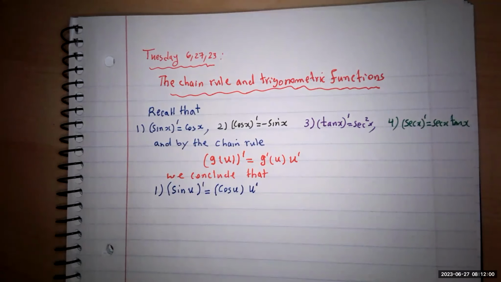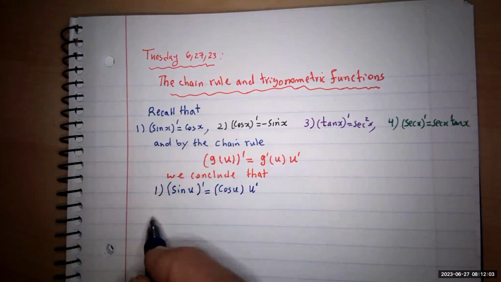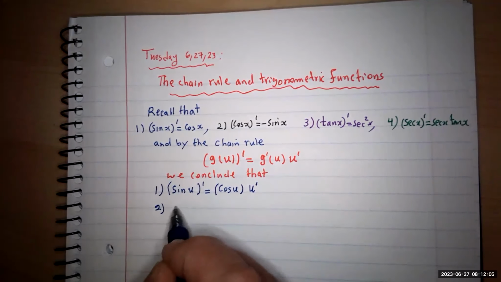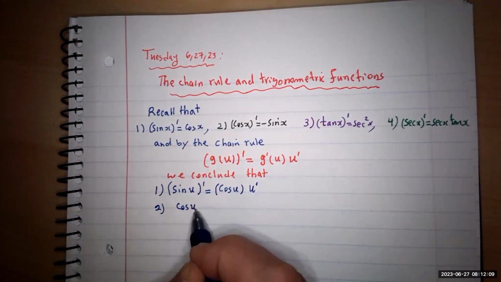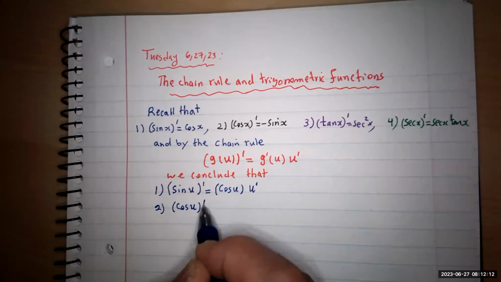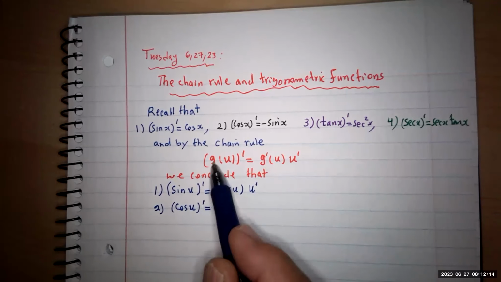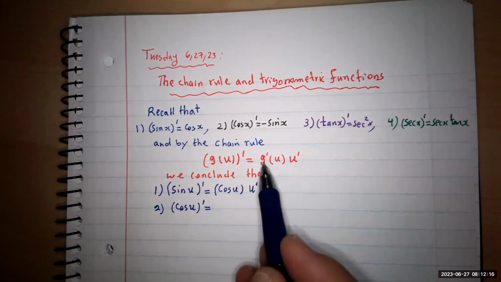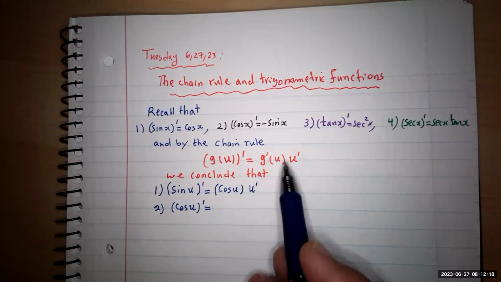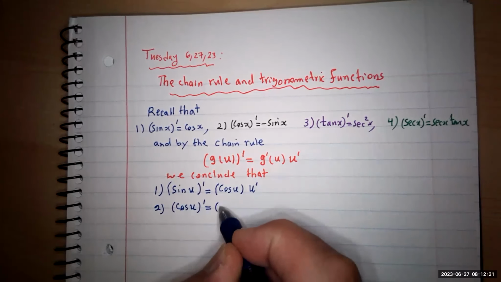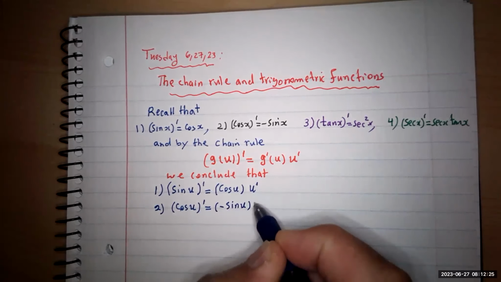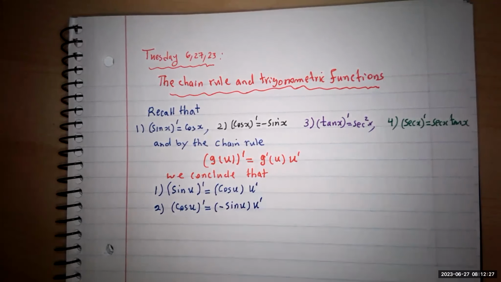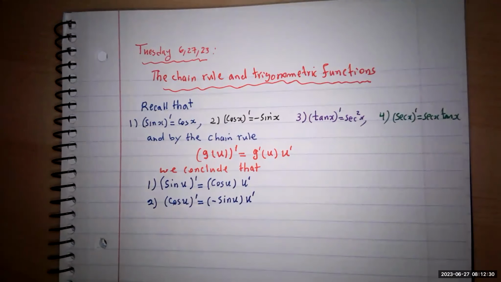So that's case one. Case two. If you want to find the derivative of a cosine of anything else, not x, you call it u. So g is cosine. g prime would be negative sine. So the derivative of the outside, negative sine of u, times the derivative of the inside again, u prime. Okay, so that would be the chain rule version of the cosine function.